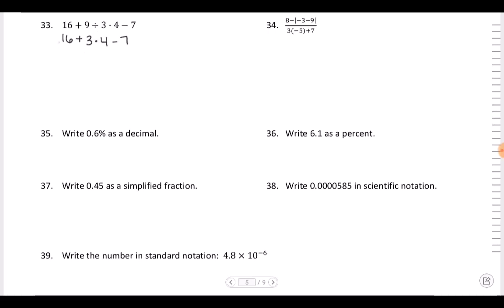Okay, now start over again. Read from left to right. Look for multiply and divide. Oh, there's multiplication. 3 times 4. So 3 times 4 is 12. Okay. Multiply and divide. Nope. I'm done with all of those. So now we go to add and subtract left to right. So 16 plus 12 is 28. And 28 minus 7 is 21.